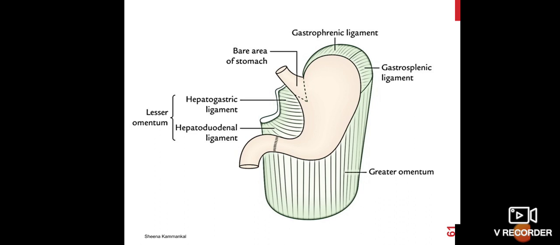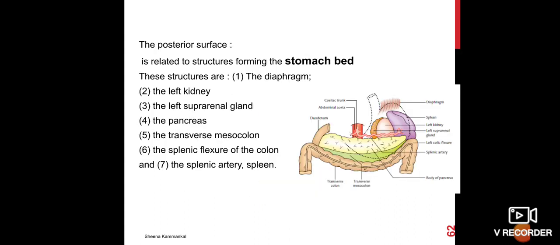Apart from having these two omentum, it also consists of some ligaments. They are nothing but the peritoneal ligaments. One is connecting the stomach with the diaphragm, that is called the gastrophrenic ligament. You can see the labeling there. Then the other is connecting the stomach with the spleen, which is called the gastrosplenic ligament. So gastrosplenic ligament and gastrophrenic ligament. Another ligament connecting the stomach with the liver is called the hepatogastric ligament. That is a part of the lesser omentum itself.